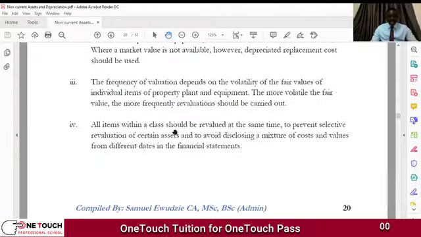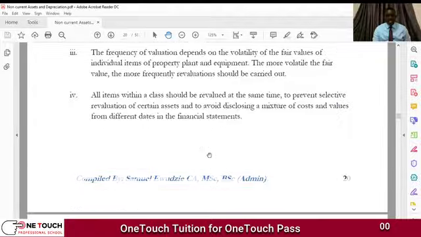All items within a class should be revalued at the same time to prevent selective revaluation of certain assets and to avoid disclosing a mixture of costs and values from different dates in the financial statements.